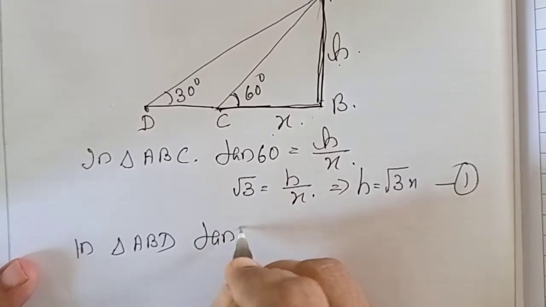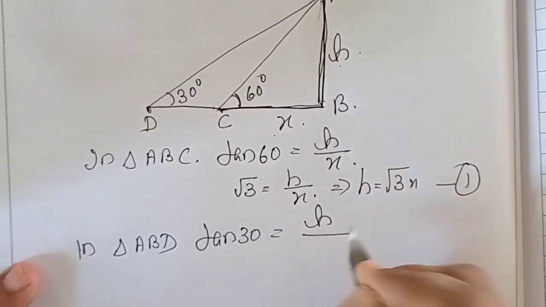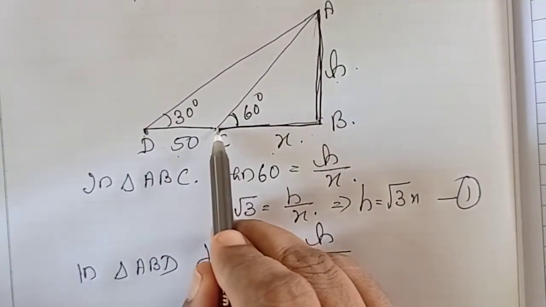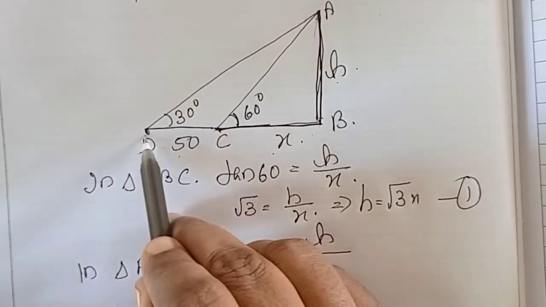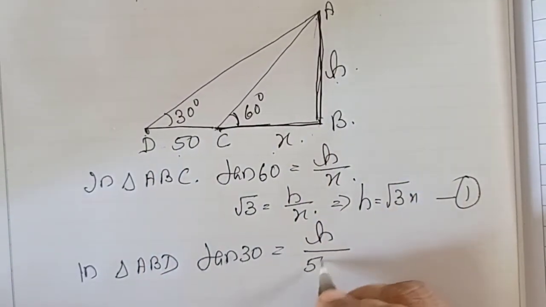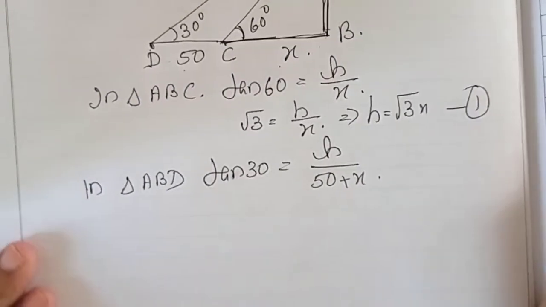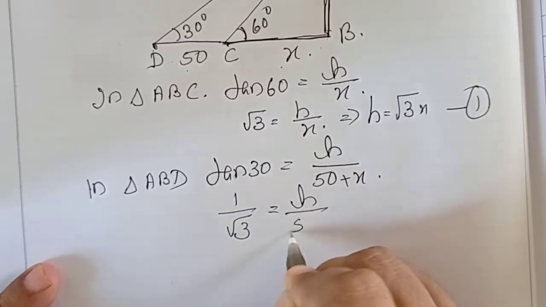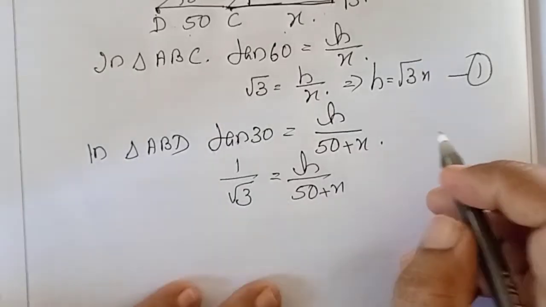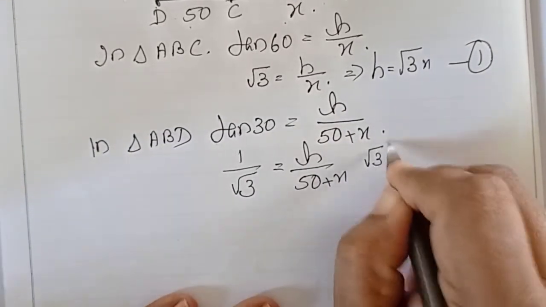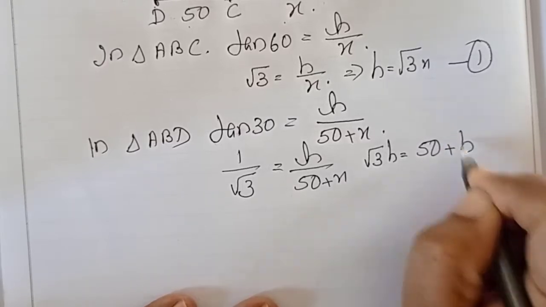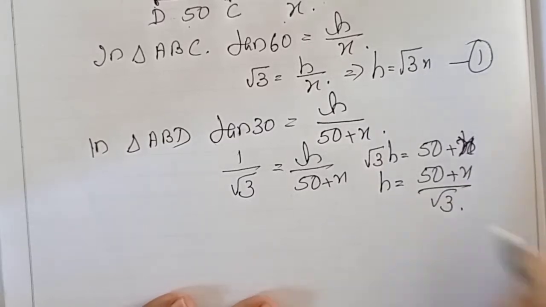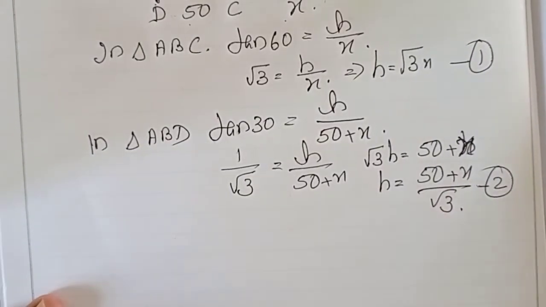Tan 30 is equal to opposite is H by base. The base is 50. He moves 50 meter away from the bank. Therefore, this CD is 50. The base is 50 plus x. Now, can you say what is 1 by root 3 equal to? Yes, h by 50 plus x. Now, when you cross multiply, what happened? Root 3 h equal to 50 plus x. From that, h equal to 50 plus x by root 3. You can put that equation 2.